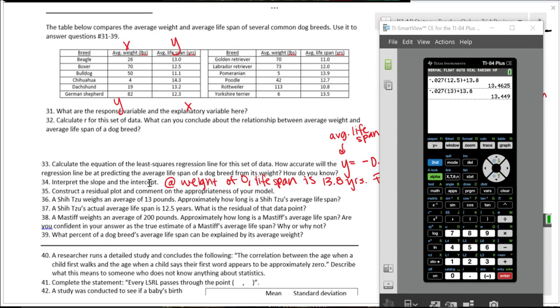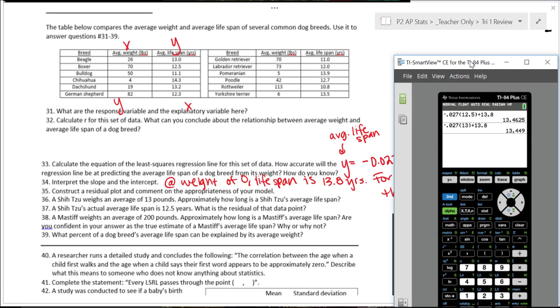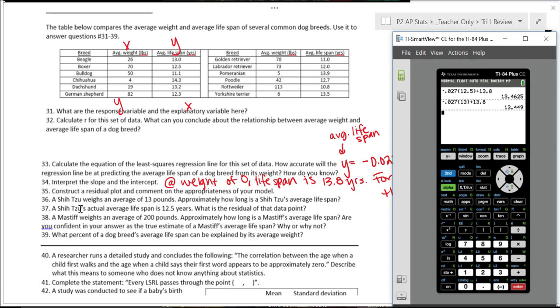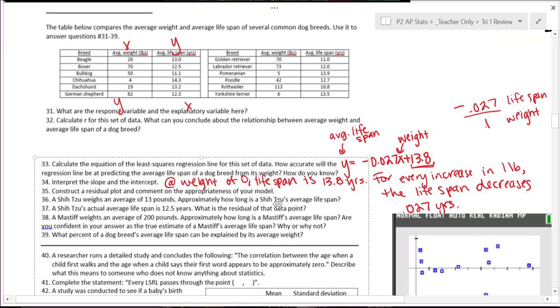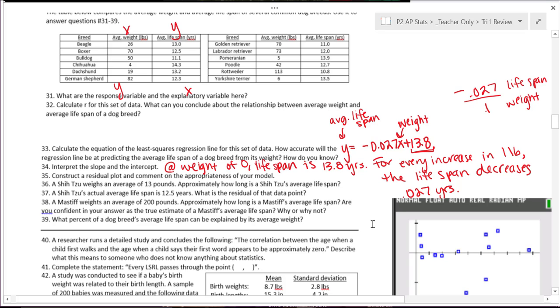For example, if a Shih Tzu weighs on average 13, approximately how long will it live? You would be plugging 13 into that linear equation that we predicted, and I get 13.49, or about 13.5. But if its actual life is 12.5, then we're asking for actual minus predicted to get that residual. So that's where that -1 comes into play.